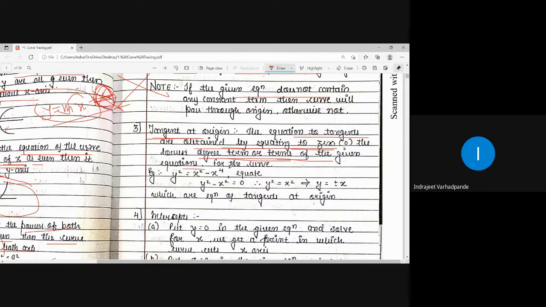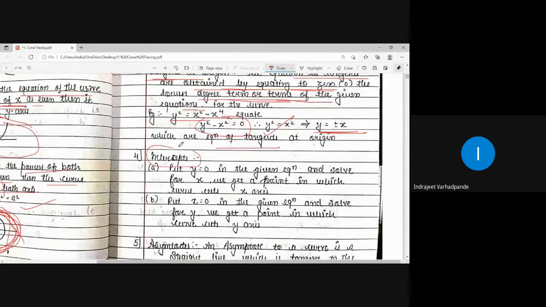If suppose you are provided with the curve as y square is equal to x square minus x to the power 4, which are the lowest degree terms, x square and y square. So y square minus x square is equated to 0. You get y square is equal to x square, y is equal to plus minus x. These are nothing but the equations of tangent at the origin. Now those are real and different. Real and different के लिए क्या होता है, cusp होता है. So accordingly we will be drawing the shape of the figure in that way.